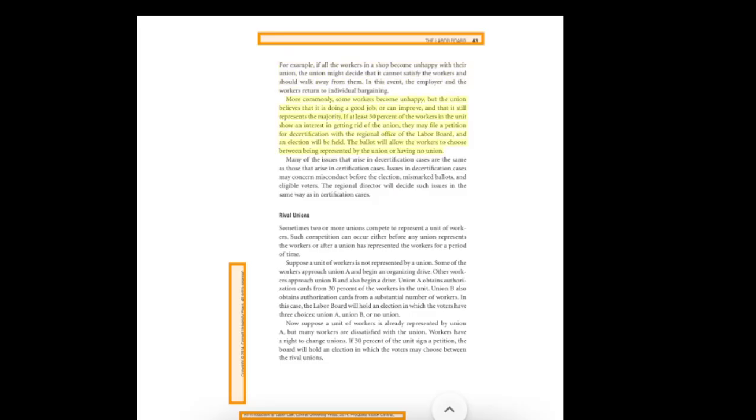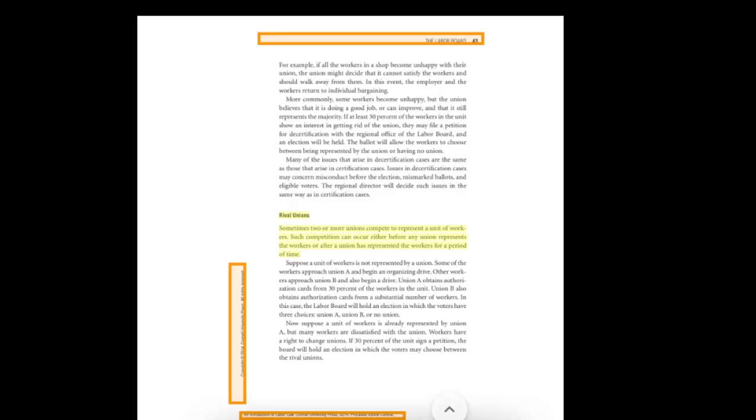More commonly, some workers become unhappy, but the union believes that it is doing a good job, or can improve, and that it still represents the majority. If at least 30% of the workers in the unit show an interest in getting rid of the union, they may file a petition for decertification with the regional office of the labor board, and an election will be held. The ballot will allow the workers to choose between being represented by the union or having no union. Many of the issues that arise in decertification cases are the same as those that arise in certification cases. Issues in decertification cases may concern misconduct before the election, mismarked ballots, and eligible voters. The regional director will decide such issues in the same way as in certification cases.